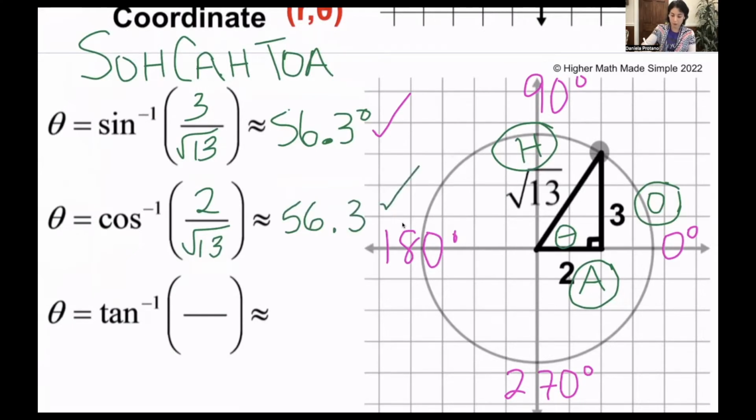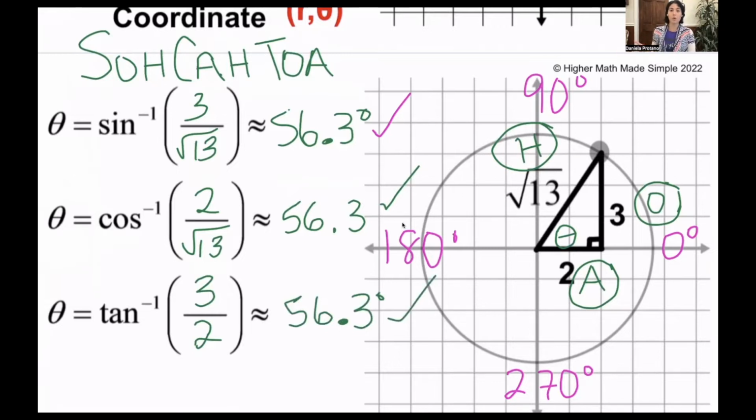Arctangent, if we remember, if you just look at the ordered pair, that would always be the y value of the coordinate divided by the x value of the coordinate. So that would be 3 divided by 2, or if we look at the picture, that would be the opposite side, which is 3, divided by the adjacent side, which is 2. So that does definitely check out. And then again, surprise, surprise, that would give us the exact same answer. So all 3 of them produce 56.3 degrees.